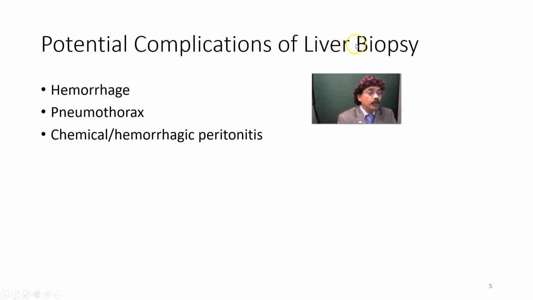Potential complications of liver biopsy: hemorrhage at the site of penetration of the needle. Pneumothorax, where air may enter the pleural space because the needle may be displaced or misdirected. Air may enter the pleural cavity and cause the lung to collapse. Chemical or hemorrhagic peritonitis may also happen. That is also a complication of liver biopsy.